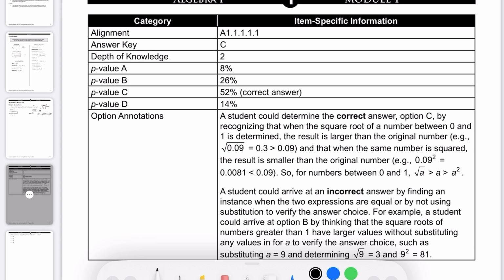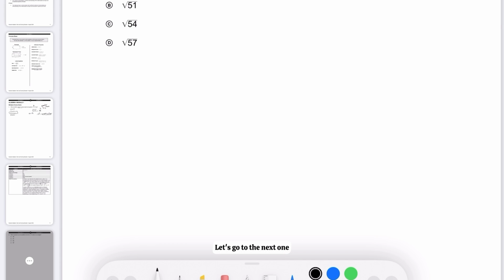Okay, so you see here, there's the example right there. So that's all we're going to say about that one. Okay, let's go to the next one.